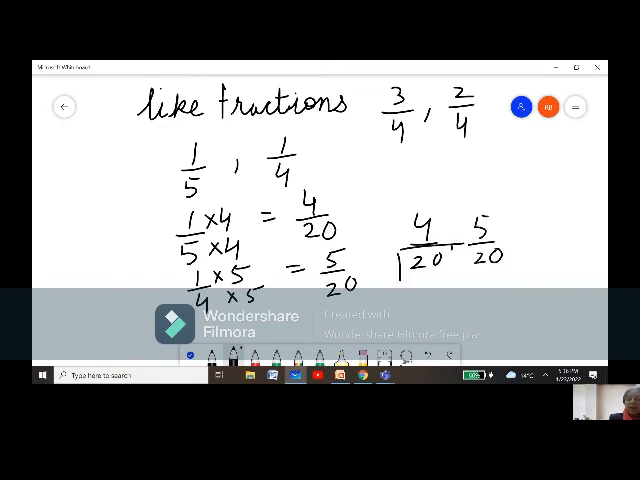Why are they like fractions? Because both have denominator 20. That's why they are called like fractions.